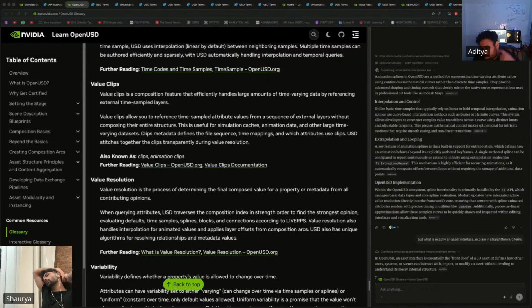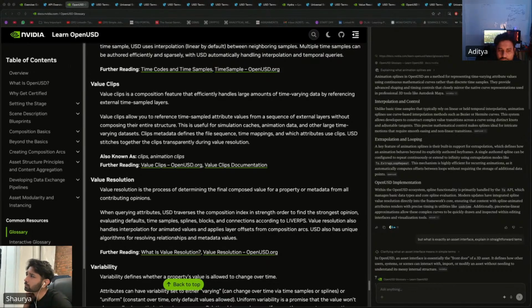This is useful for simulation caches, animation data, and other large time varying data sets. Clips metadata defines the file sequence, time mapping, and which attributes use clips. And USD stitches together the clips transparently during value resolution.